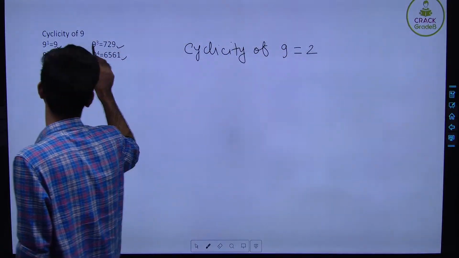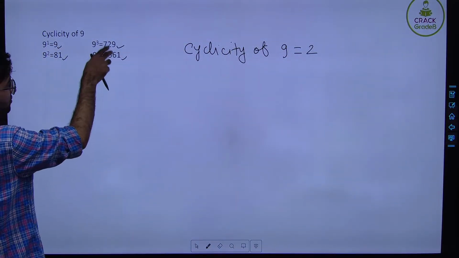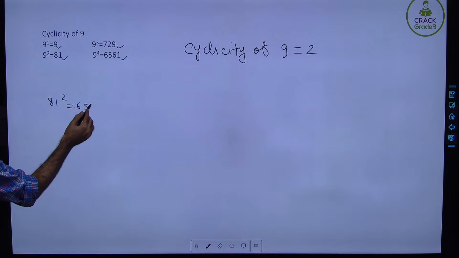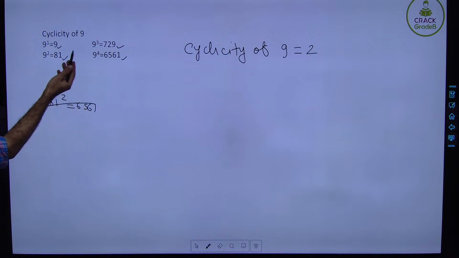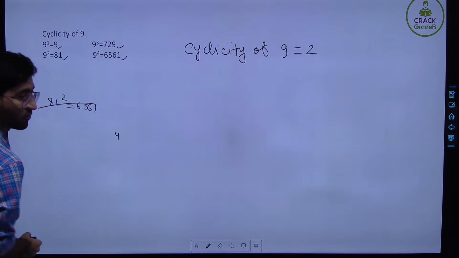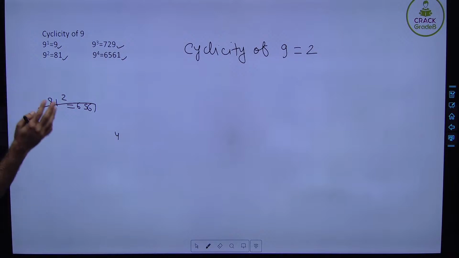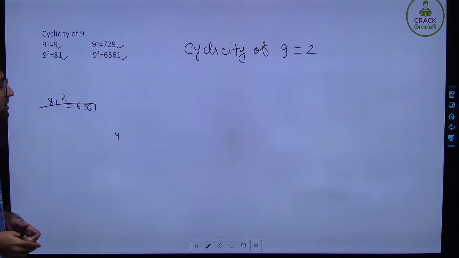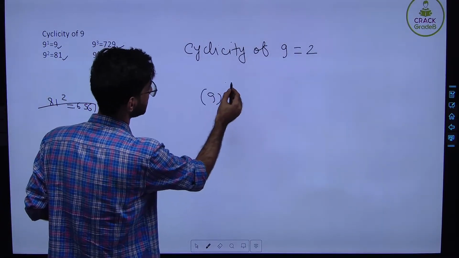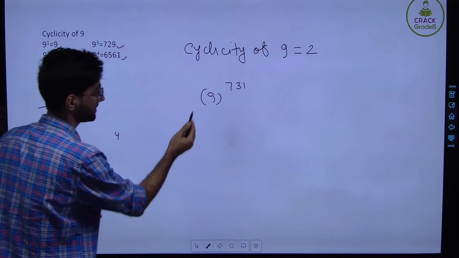See, you must remember these 4 values, right? Because it can also help you in other chapters of quant. See, 9 to the power 4 is basically 81 to the power 2. That is also 6561. Obviously, we will learn these things later, but you need to remember these values. You can remember values till to the power 4. You don't need to remember to the power 5, to the power 6, because it is wastage of time, right? So the cyclicity of 9 is 2. Any doubt? Okay.